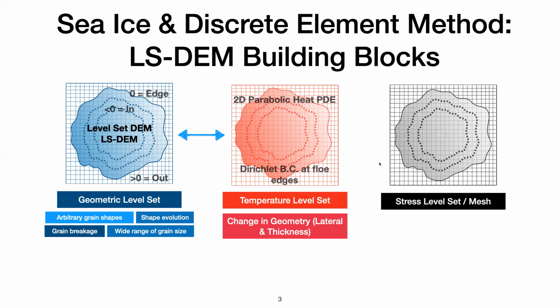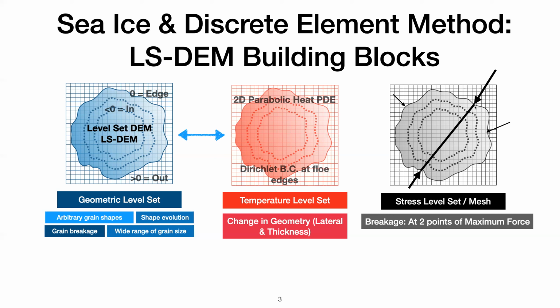An additional element that we include with this is a stress level set or mesh, which I'm going to show more information about at the end of this presentation. And this mesh is characterized because you can track the position of the forces from the contacts that are mediated by the geometry and the geometry that is changed by the temperature. So we have all these different forces acting on our floe, and we assume a breakage surface on the 2 points of maximum force.